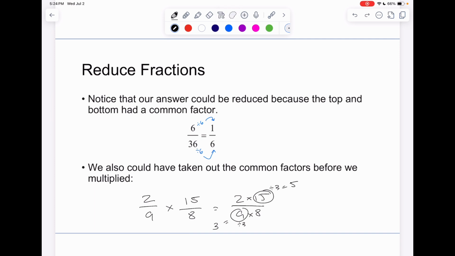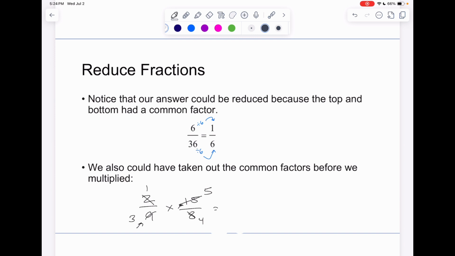I could say this guy's going to end up in the top and this guy's going to end up in the bottom. I can just reduce them here and say, okay, they both have a common factor of 3 that I know is going to cancel out, so that's going to be a 5, and that's going to be a 3. I can do the same with the 8 and the 2. 2 goes into 2 one time, 2 goes into 8 4 times. And now I have something a little bit simpler that I can multiply together.